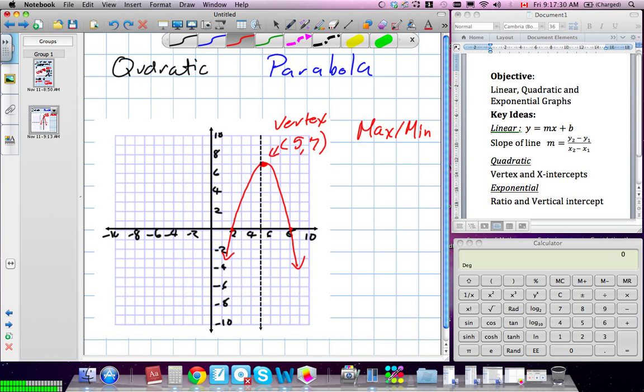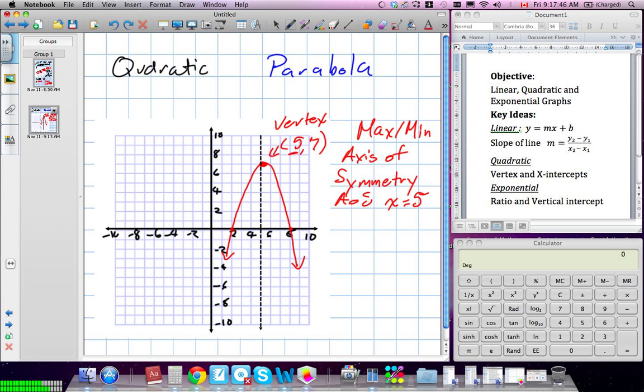The x value, so in this case our x value is 5. So the axis of symmetry, or AOS, is x is equal to 5. Okay? So the vertex has quite a lot of information we need to know about. A couple other things we need to know are the x-intercepts, which they may call horizontal intercepts.